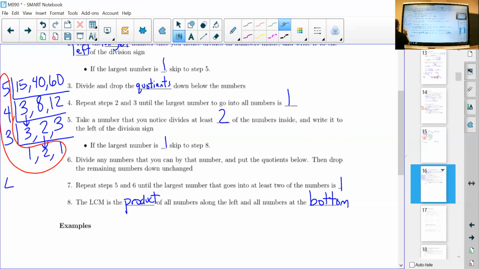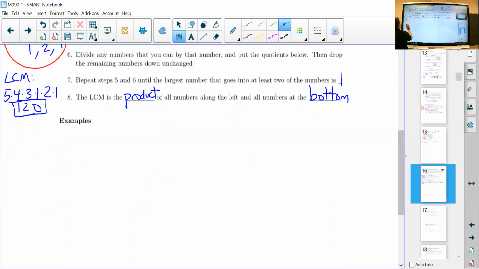So I have an LCM of 5 times 4 times 3 times 1 times 2 times 1. And I happen to notice that that's 120. So there we go. Let's try that again. 120. Okay, let's look at some more examples. So that was just kind of our demo.